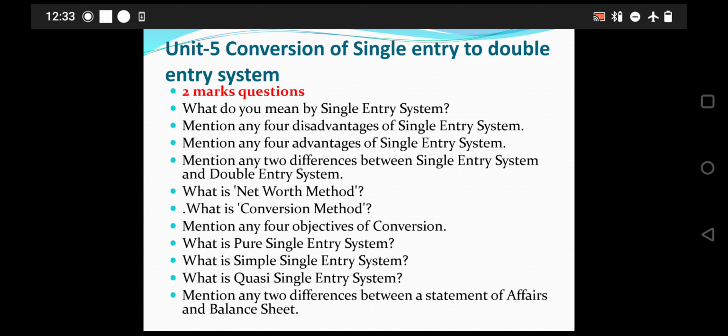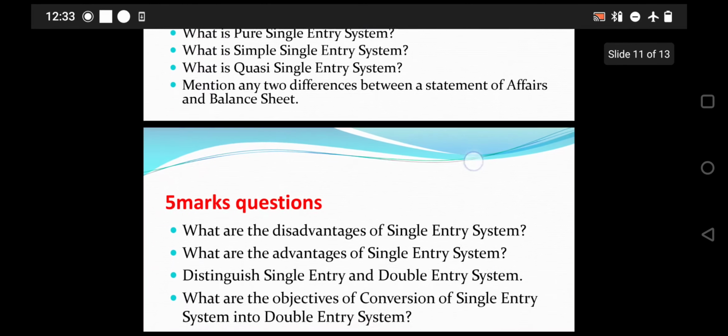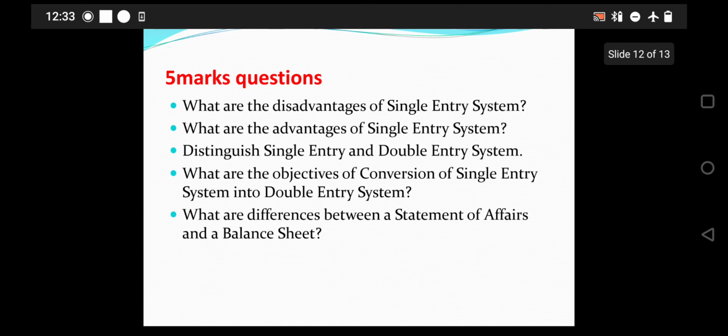Another difference we can say: the statement of affairs will be prepared on the basis of physical inspection of items, but the balance sheet will be prepared only from the balances of ledger accounts. So, 5 marks questions, we have certain 5 marks questions. What are the differences between single entry system, the advantages of single entry system, the disadvantages of single entry system, which I already told you, and the difference between single entry system and double entry system. We have 8 different differences.